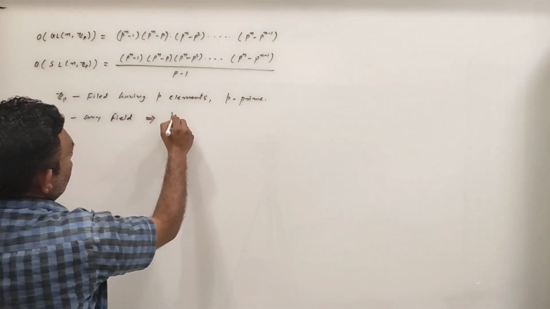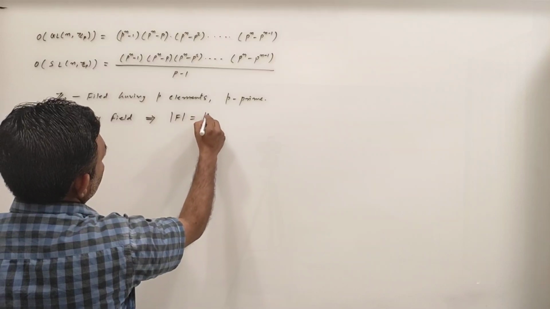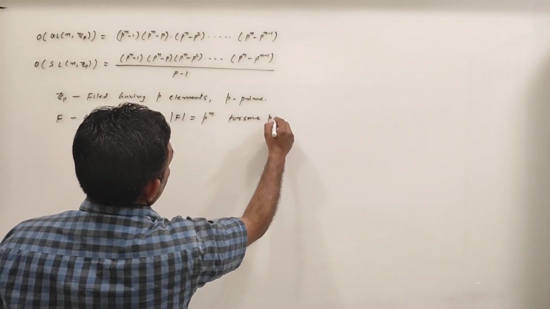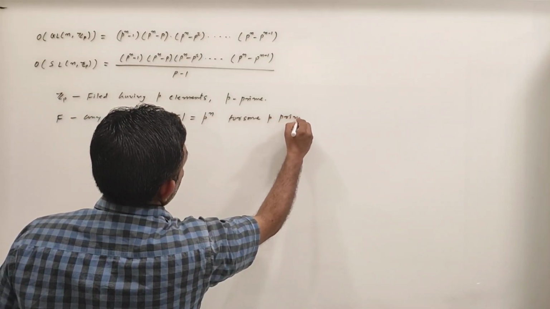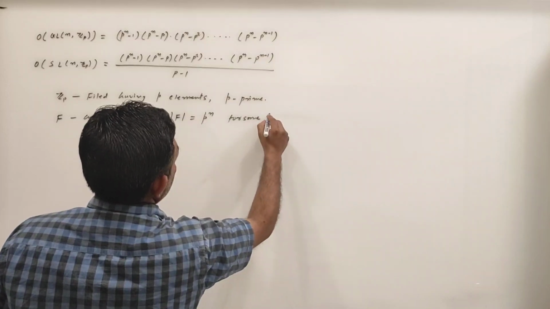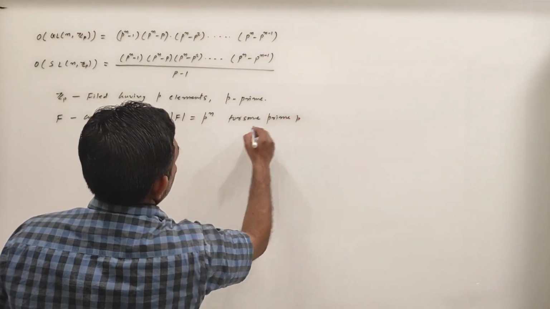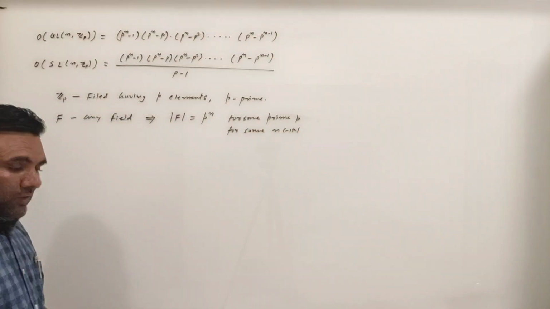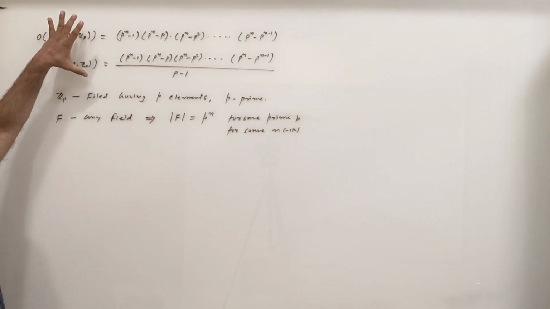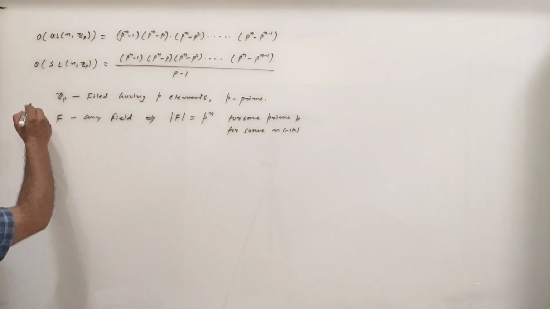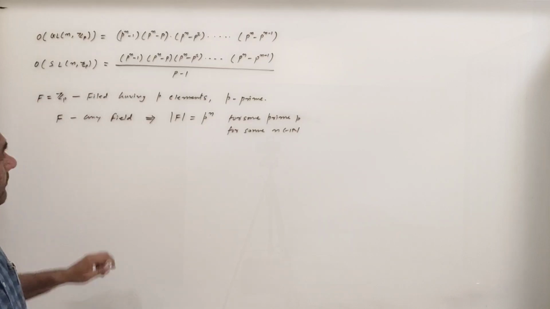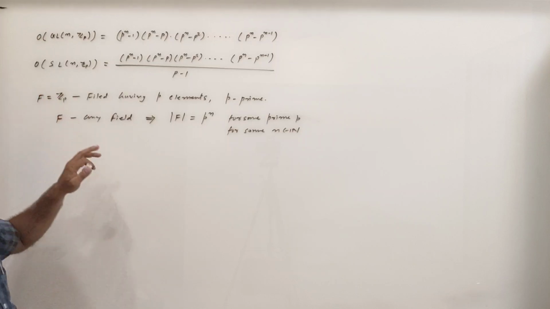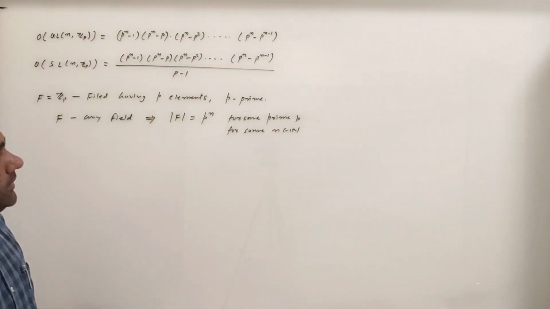then the cardinality of F will be of the form p^n for some prime p and for some n belonging to the natural numbers. So here we have a particular case. My F is Zp, where Zp has p elements. The cardinality of Zp is p.